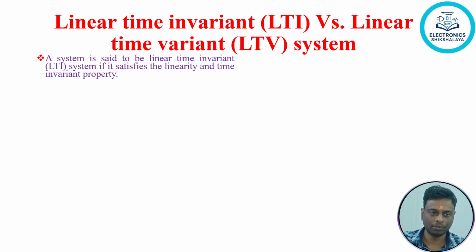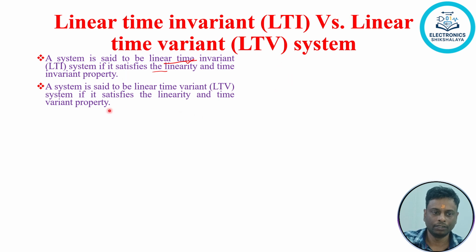As I have told you, a system is said to be linear time invariant, that is an LTI system, if it satisfies the linearity and time invariant property. A system is said to be linear time variant if it satisfies the linearity and the time variant property. Okay, let us see some examples.